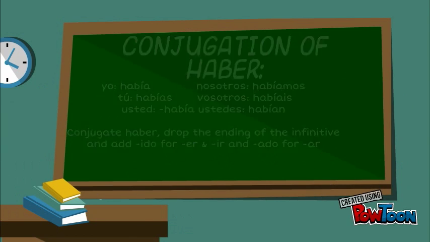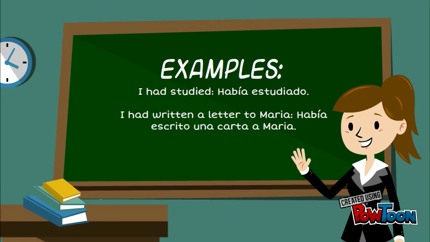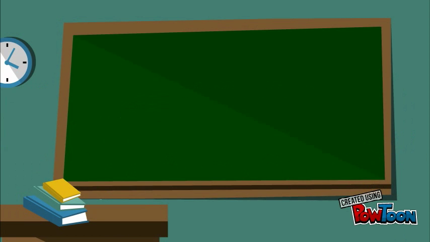ado for AR verbs. Some examples of past perfect would be I had studied, which would be había estudiado, and I had written a letter to Maria, which would be había escrito una carta a Maria.